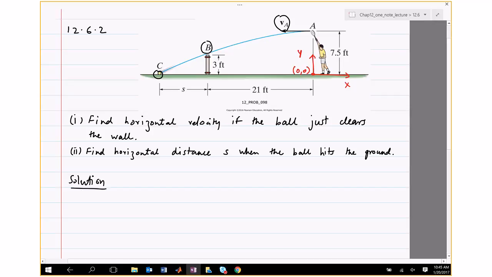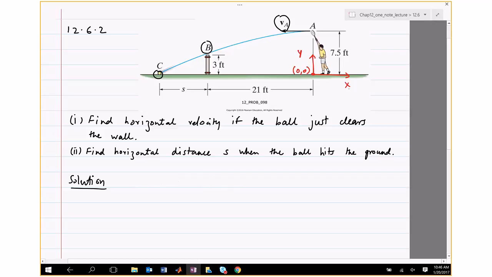Okay, so what do we know? We know that the ball is going to clear the wall, right? So we know that x at some time, we don't know what the time is, it's going to be 3 feet, and y is going to be 21, well, it's going to be minus 21 feet. Oh, my bad. I messed it up.